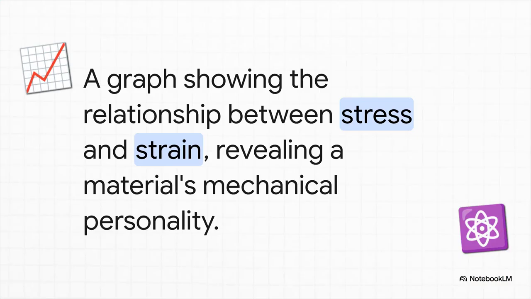The way engineers visualize this whole story is on a graph called the stress-strain curve. Think of it like a biography for a material. On the vertical axis, we plot the stress, how much internal force it's feeling. And on the horizontal, we plot the strain, how much it's deforming. This one graph tells you basically everything you need to know about how that material will behave.